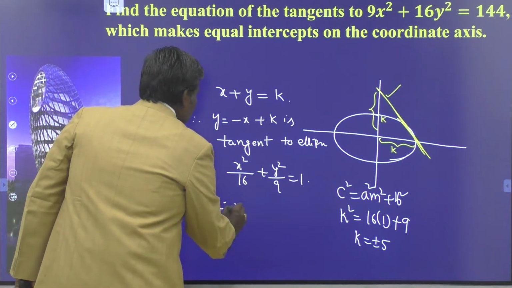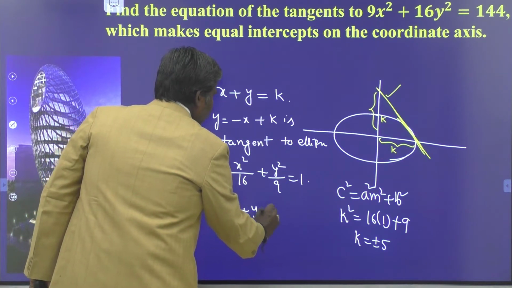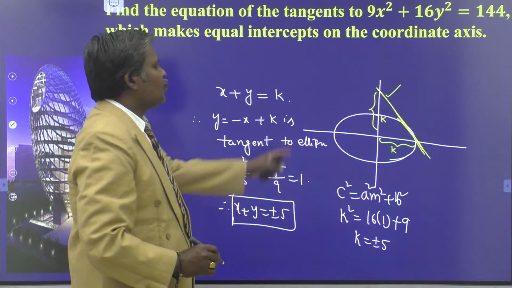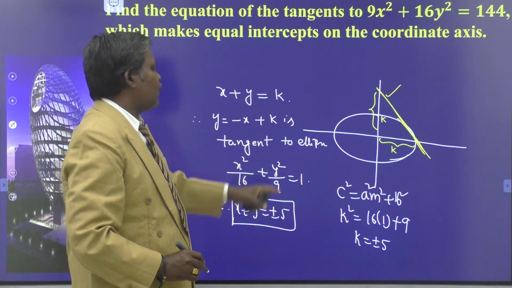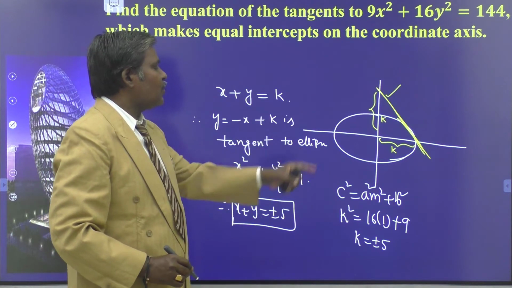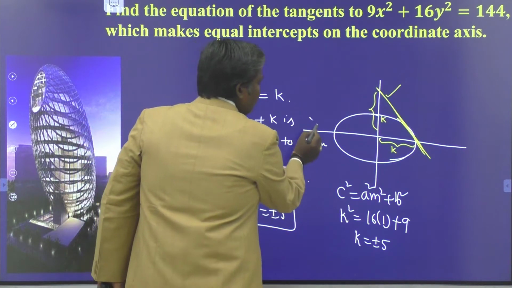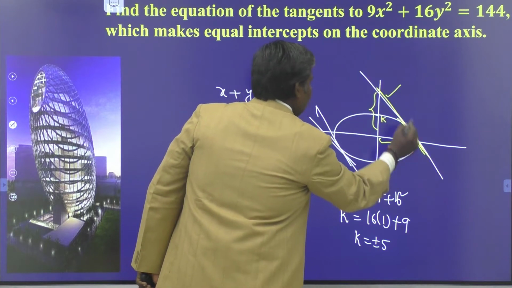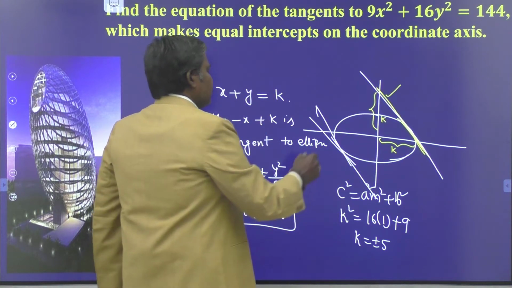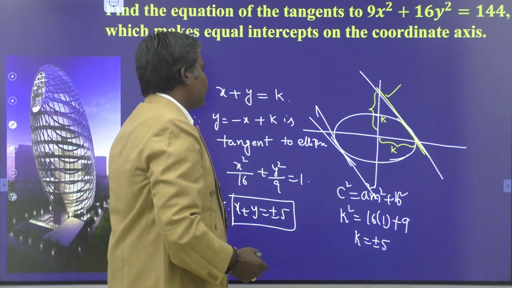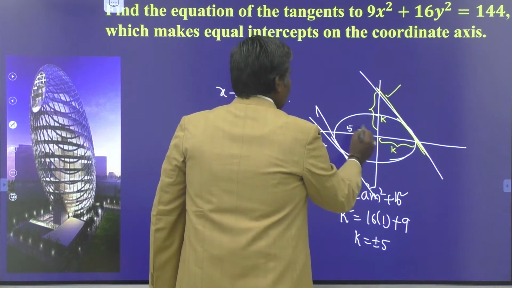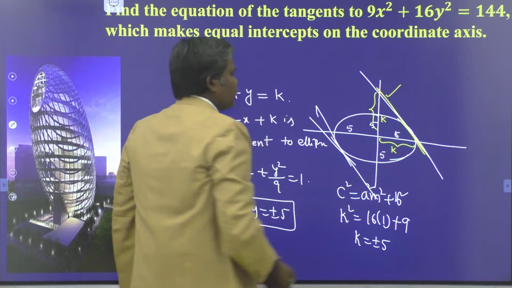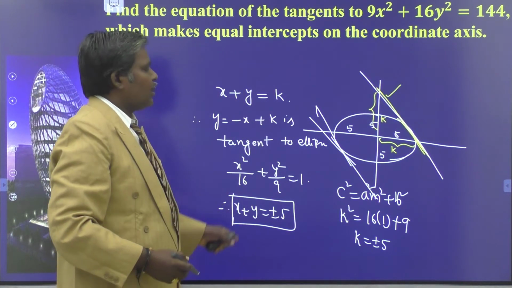So what is your answer? x plus y is equal to plus or minus 5. These are the equations of tangents to the ellipse. They are making equal intercepts of 5 units on the coordinate axis. So the other tangent may be like that. So these two tangents are parallel. And these are making equal intercepts of 5 units. If it is 5, automatically this is also 5 units. So in this manner we can crack this one.